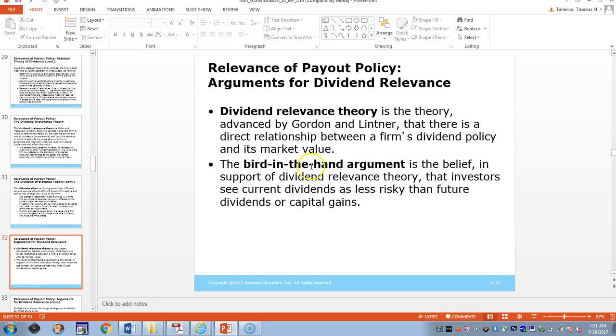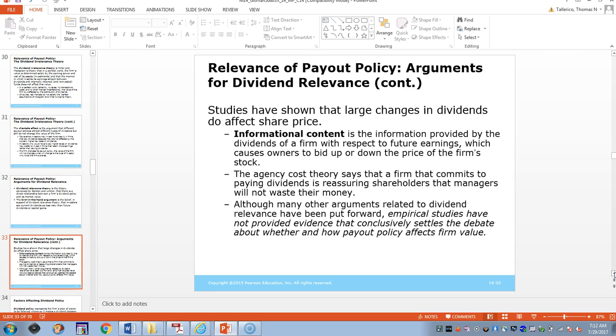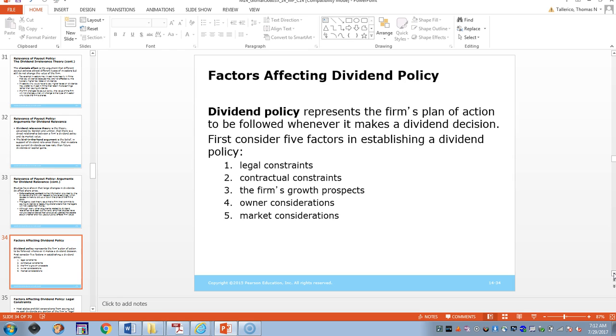And there's this term, the bird in the hand argument. This simply supports the dividend relevance theory: investors see current dividends as less risky than future dividends or capital gains. And there's been a lot of studies done, so you could go over these studies. Large changes in dividends do affect share price, but there's all kinds of theories that go back and forth.